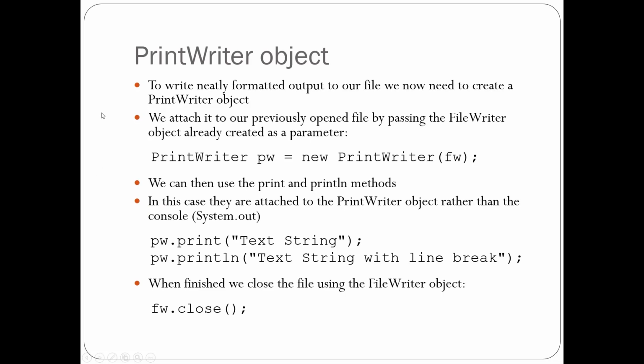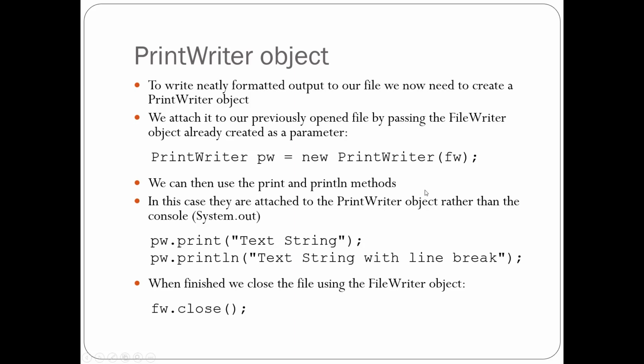Print writer object is reliant on the file writer object. So assume we've already got a file writer object using FW. We create a new instance of a print writer object using the file writer object so that we can write data to the file created from the previous file writer.